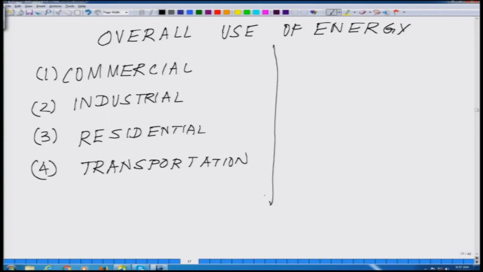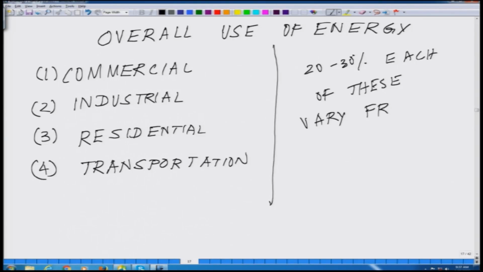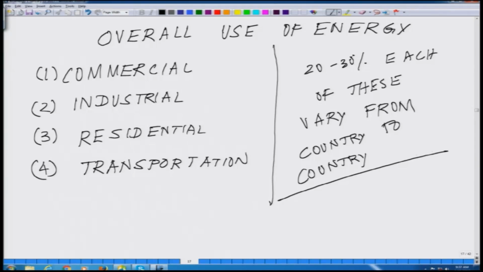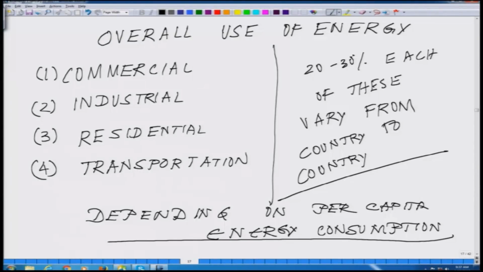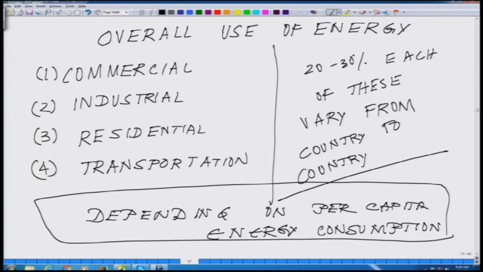So, in every country, 20 to 30% each of these varies from country to country, depending on the per capita energy consumption, as I mentioned in the previous class. So, the overall energy use of any nation is dictated by these 4 slots: commercial use or transportation or industrial use or residential use, how much you are using.